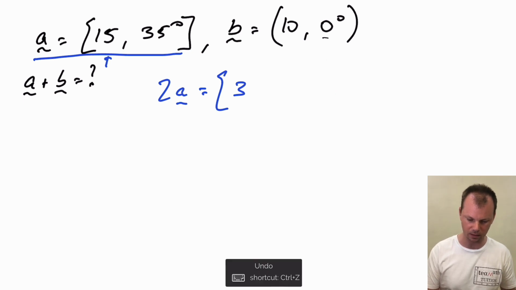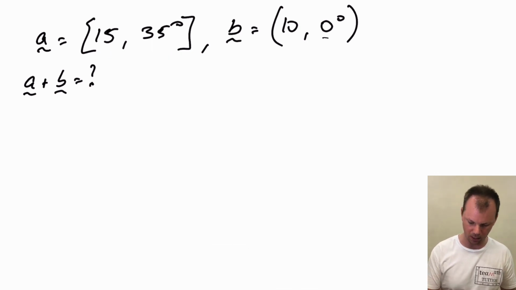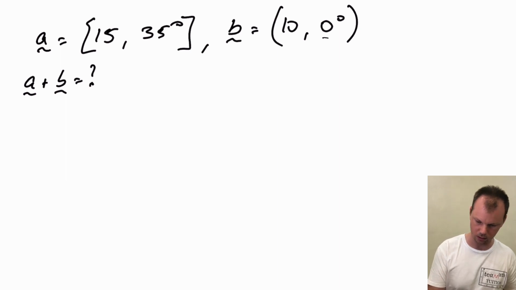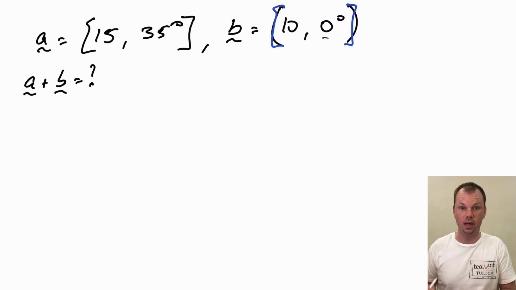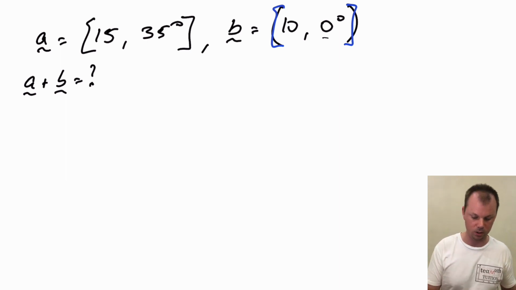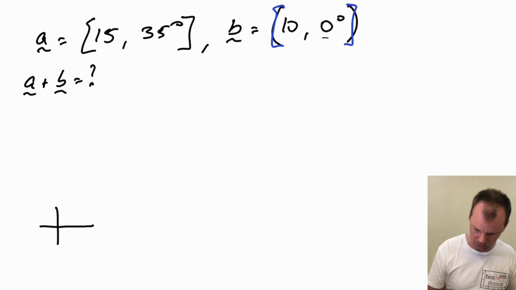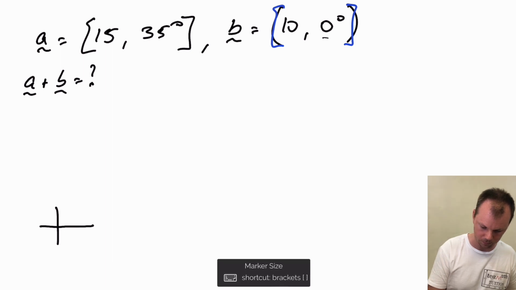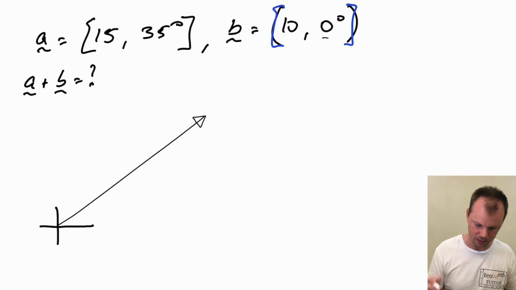Addition of vectors is a little bit more involved. So let's have a look at that. Whenever we have something set up this way, it's easiest just to draw a diagram. So what I'm going to do is, we've got 35 degrees and 15 length. I'm going to make the diagram quite big so we can see it.